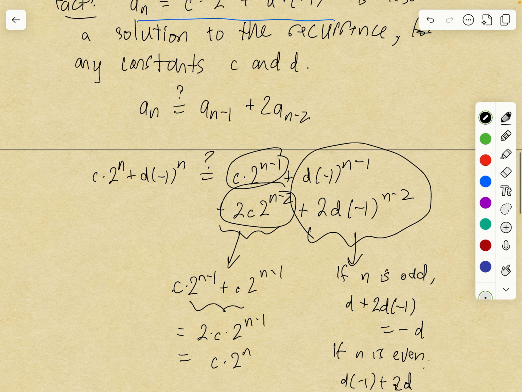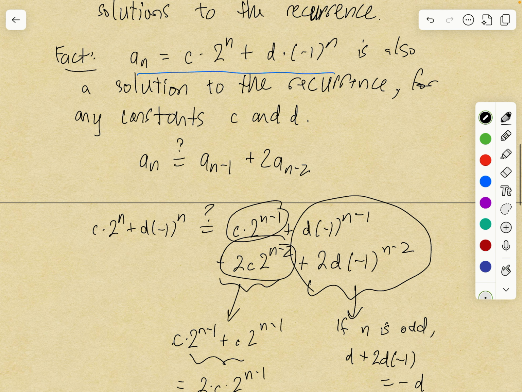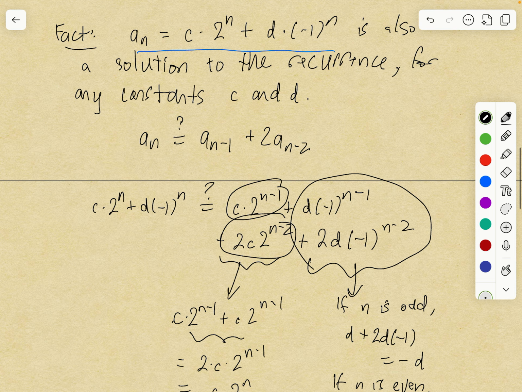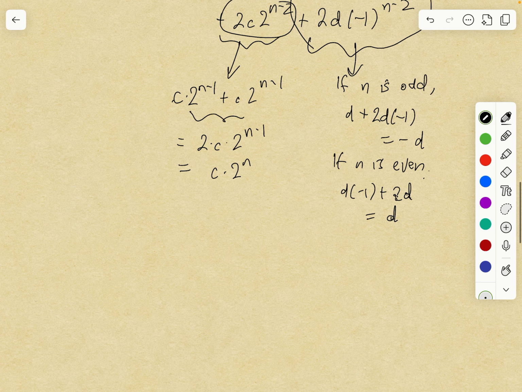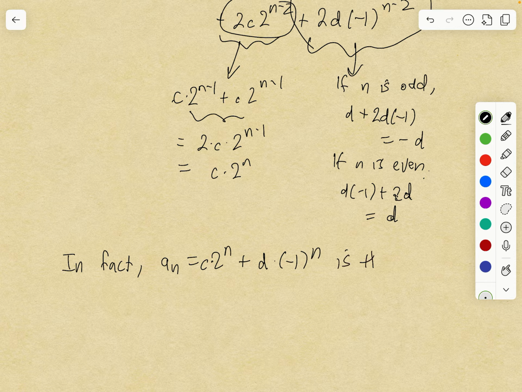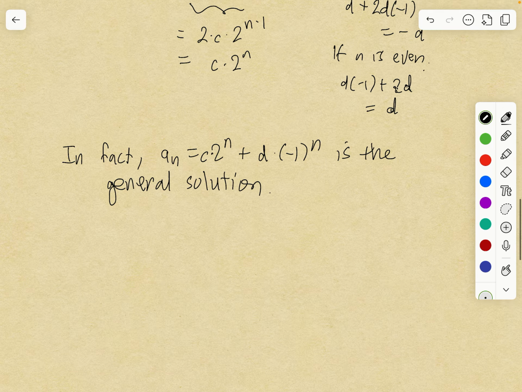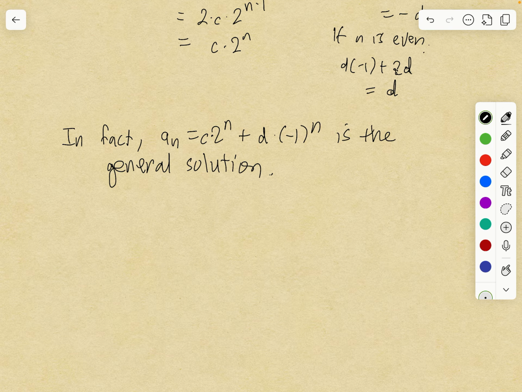Okay, now the punchline is that it turns out that this is the only general solution. Okay, so fact: a_n equals c times 2 to the n plus d times negative 1 to the n is the general solution to this recurrence. Okay, why is this?